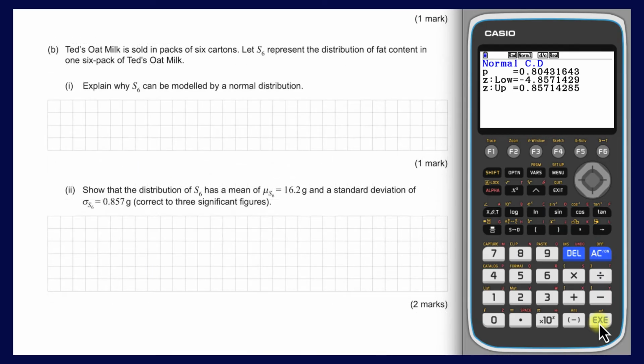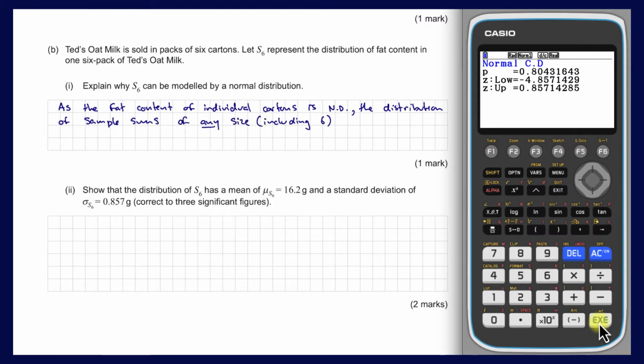Now we're talking about Ted's oat milk being sold in packs of 6 cartons, and S6 representing the distribution of fat content in a 6-pack of Ted's oat milk. And we're asked to explain why S6 can be modeled by a normal distribution. My answer would be that as the fat content of the individual cartons is normally distributed, the distribution of sample sums of any size, including 6, will also be normally distributed.